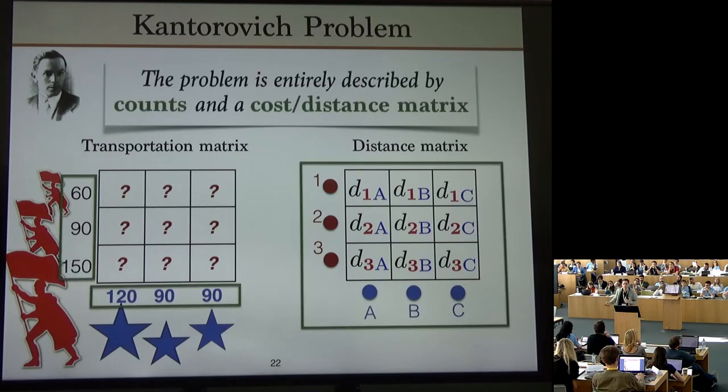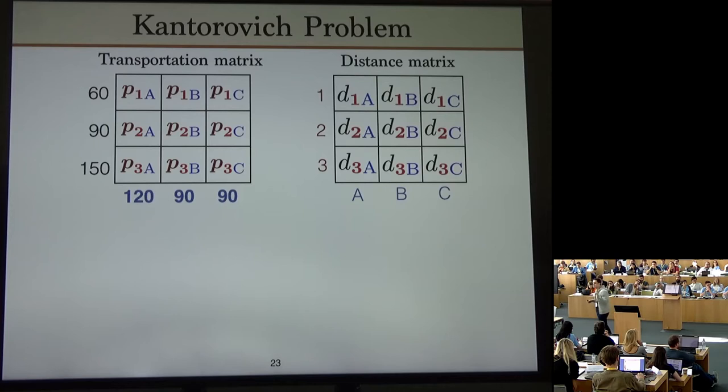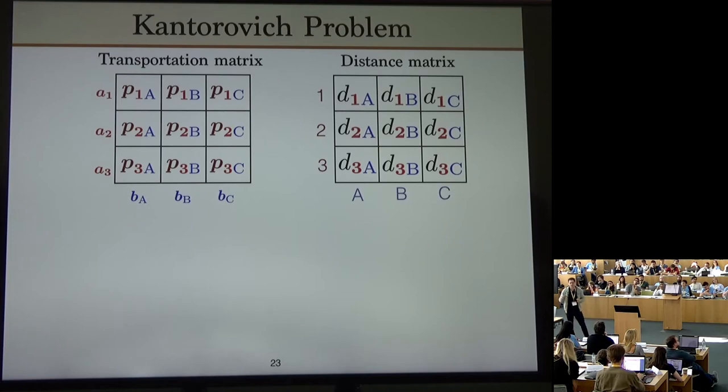So let me be a bit more precise. The transportation matrix is essentially a collection of numbers which tell you how many soldiers you take from each barrack, and how many you bring to each front line. If we think in more abstract, mathematical terms, on the one hand there is a probability distribution described by values A1, A2, A3. And then another probability distribution described by BA, BB, BC. And the distance matrix will be indexed in the same way.